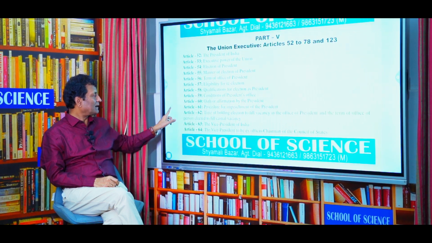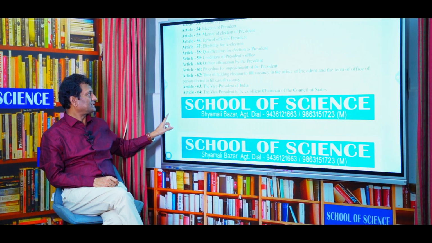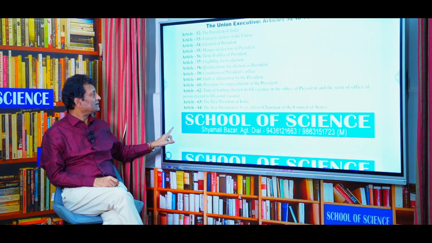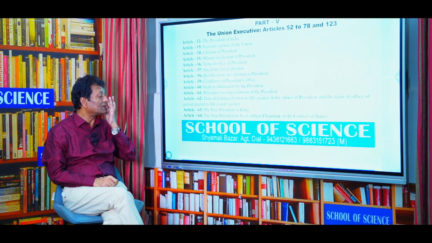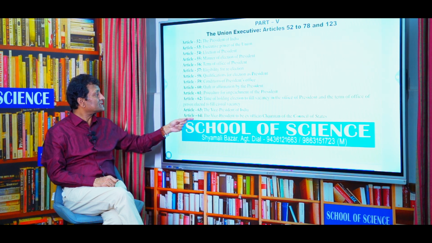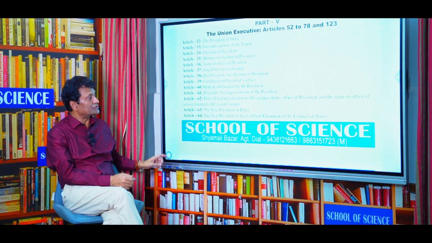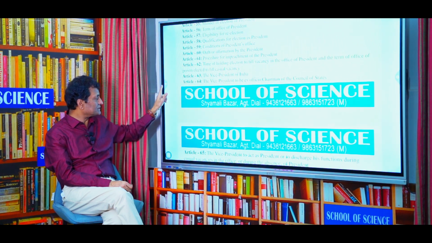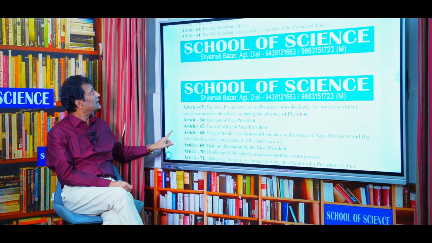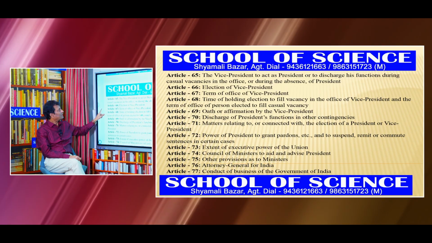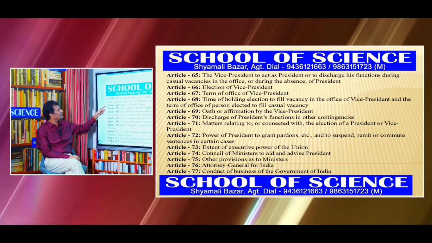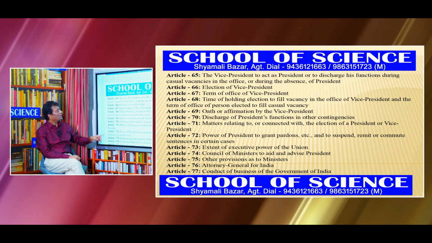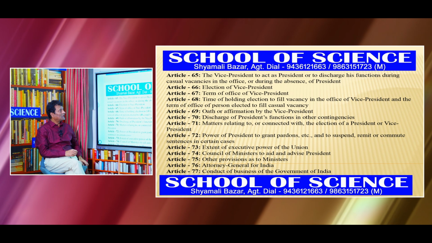अभी इसके बाद हम लोग देखेंगे वाइस प्रेसिडेंट. Vice President, Article 63, there should be a Vice President of India is contained in Article 63. Article 64, the Vice President to be ex officio Chairman of the Council of States, मतलब राज्य सभा. Article 65 कहता है the Vice President to act as President or to discharge his function during casual vacancies in the office or during the absence of President.